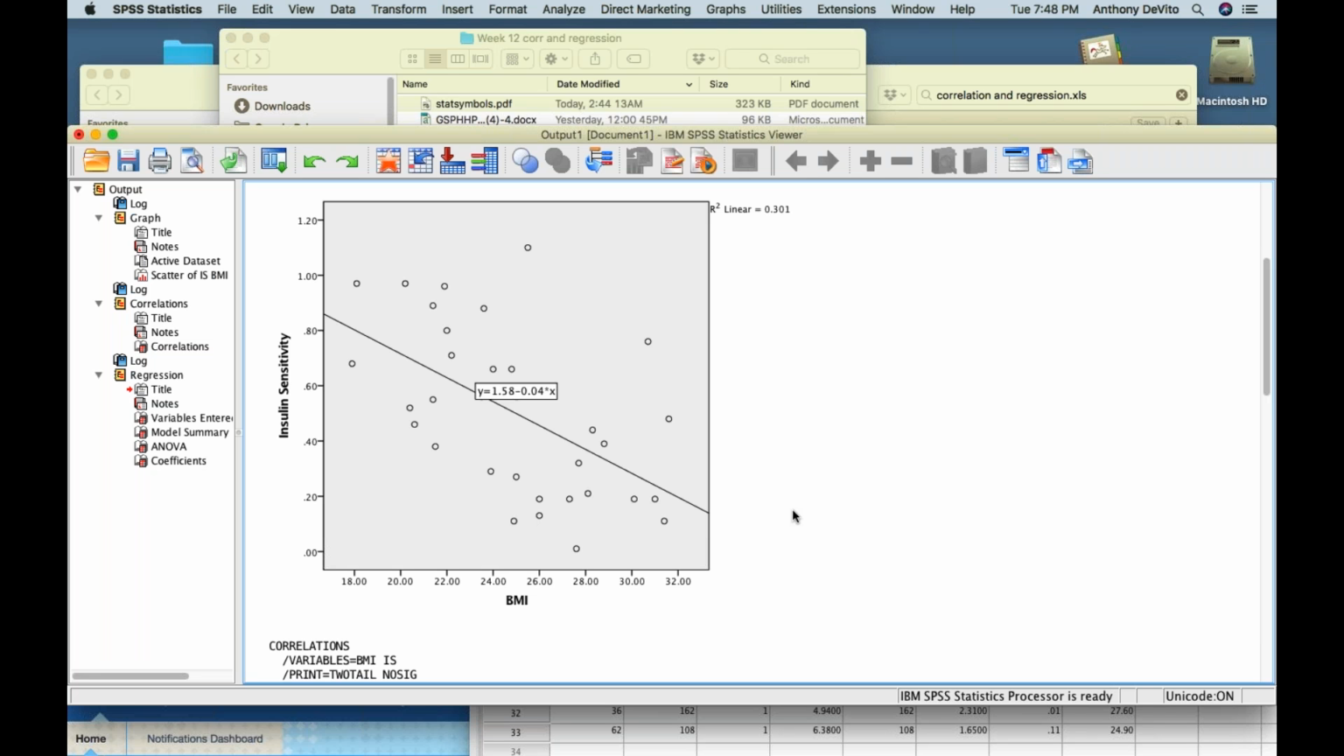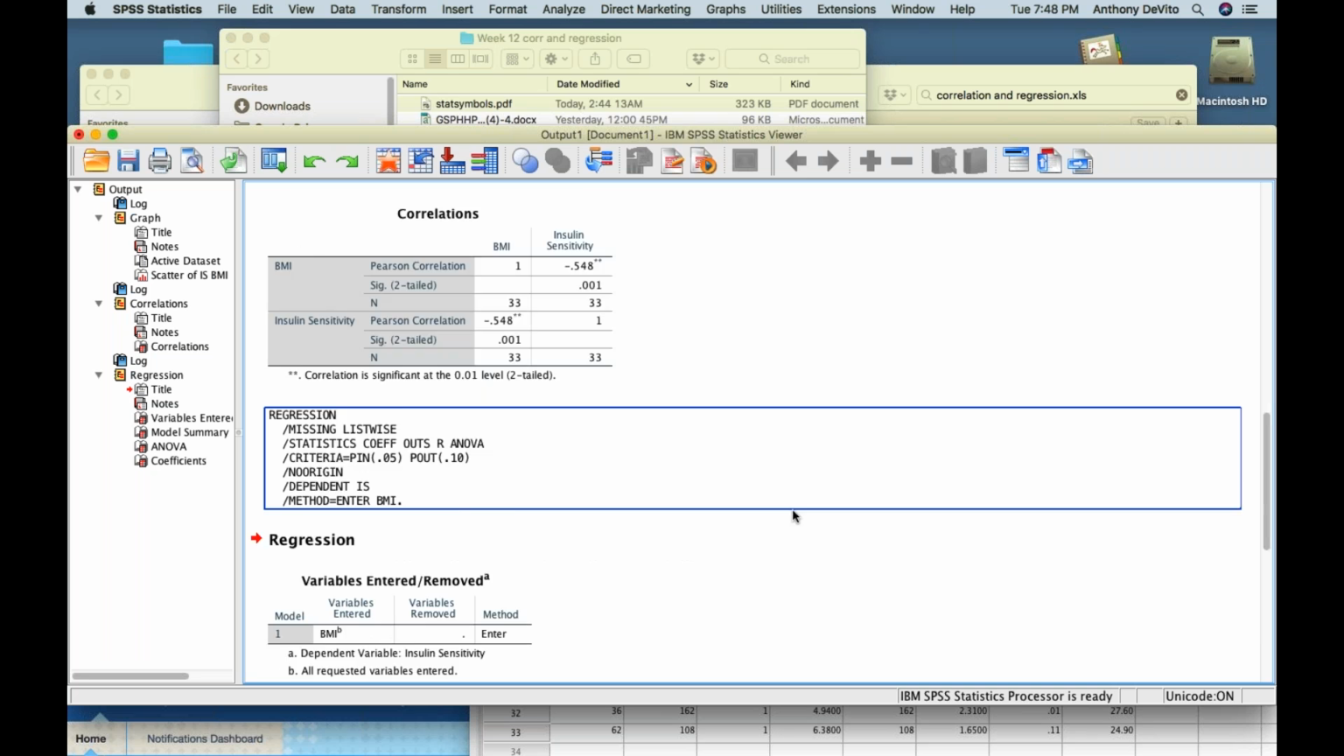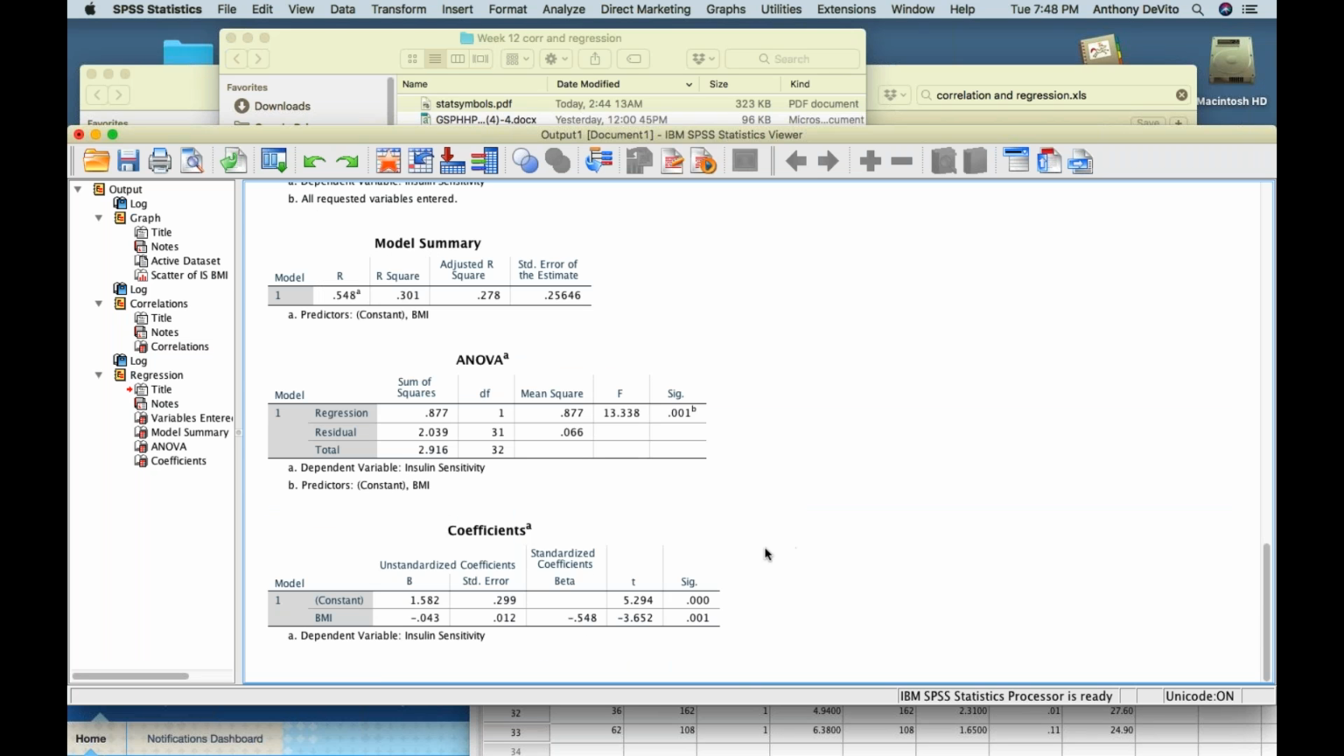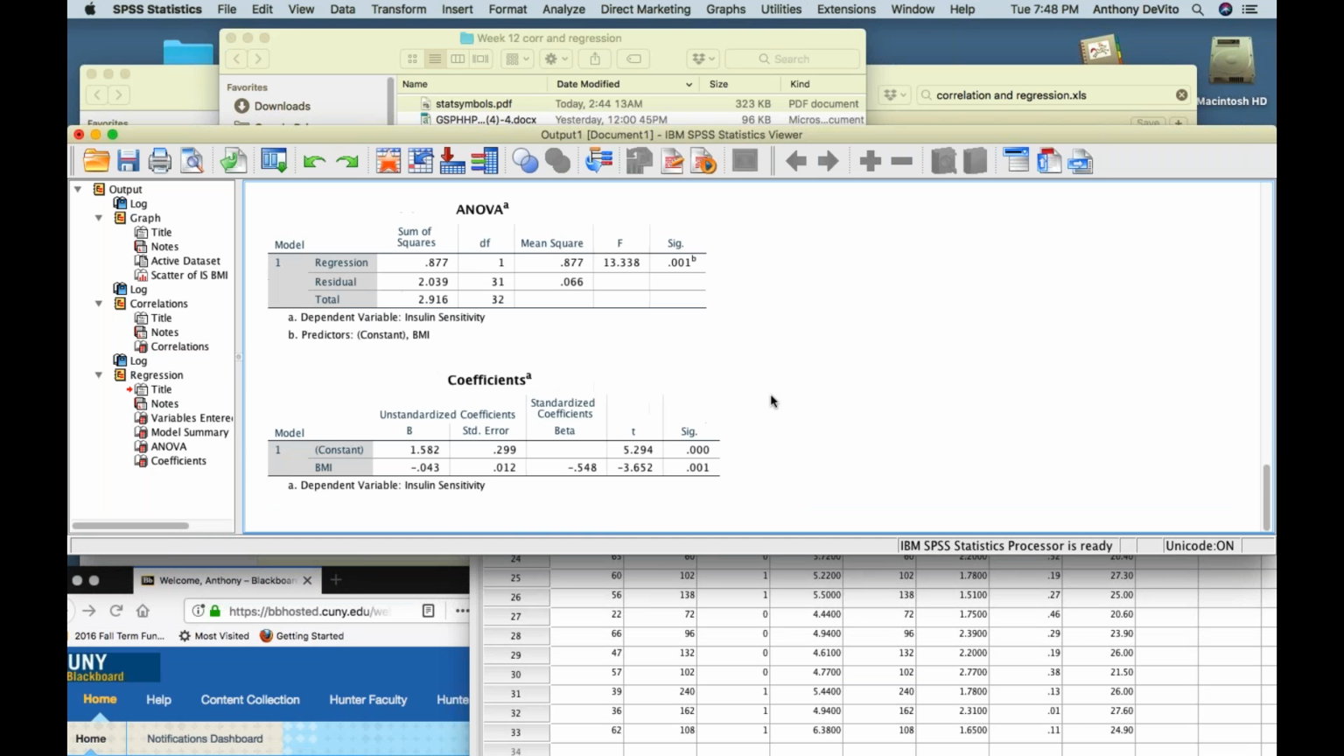So how does this help us? Well, first of all, is it significant? The thing we're really interested in here is the slope, because the slope will help us predict a person's insulin sensitivity. So the slope for BMI is 0.043, and the regression test for this has a significance of 0.001. Same value that we had before.